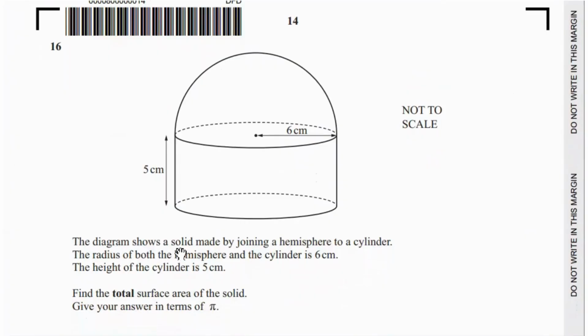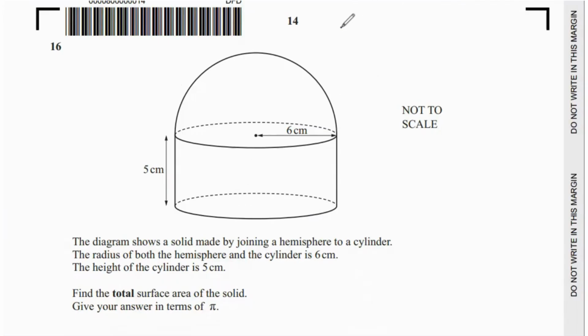Then it says the diagram shows a solid made by joining a hemisphere to a cylinder. The radius of both the hemisphere and cylinder is 6 centimeters. The height of the cylinder is 5 centimeters. Find the total surface area of the solid. Give your answer in terms of pi. So for the total surface area of the solid, we need the area of the hemisphere and we need the curved surface area of the cylinder along with the base area.